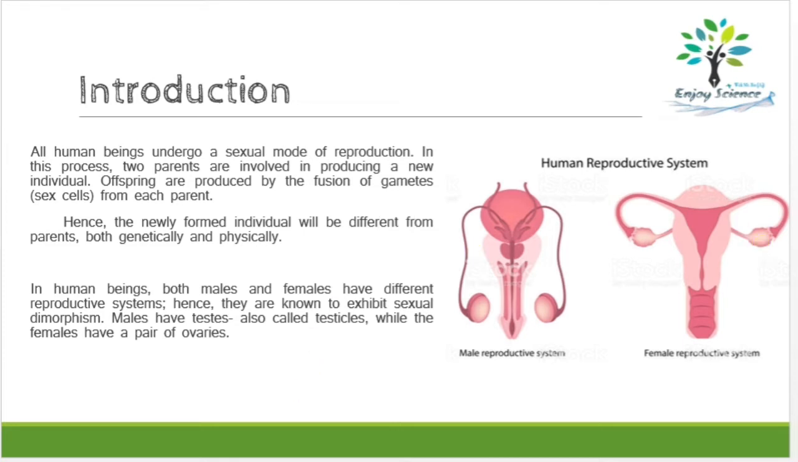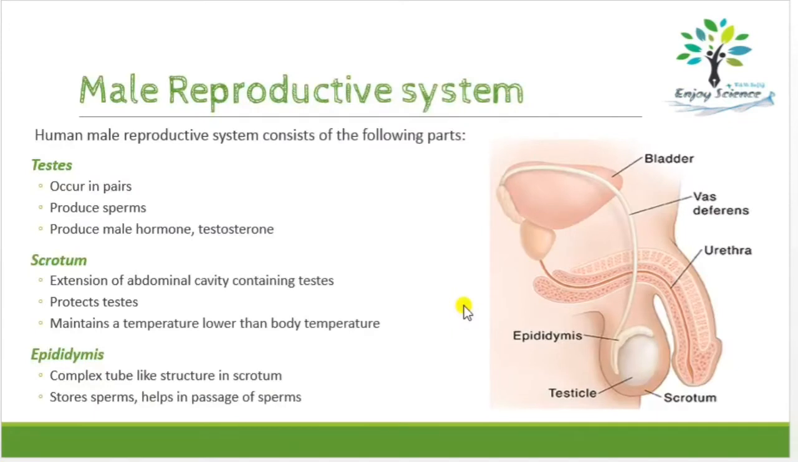Now we will see both types of reproductive system in detail. First, let's see the male reproductive system. The male reproductive system consists of many organs, which are as follows. This is the structure of the male reproductive system. The first one is the testes, and these are the primary sex organs of the human reproductive system. Why? Because they produce sperms, and sperms are the main product of the reproductive system.